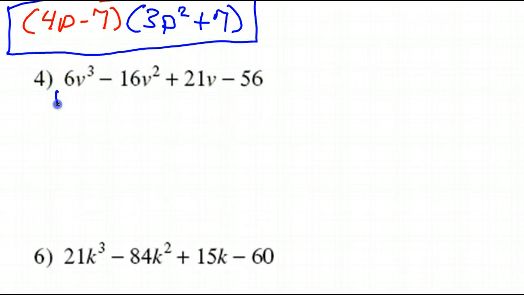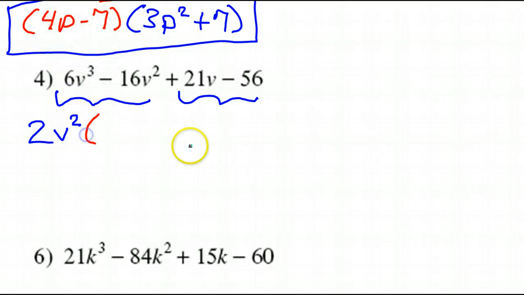Alright, number 4. We'll group these two and these two. These are both divisible by 2, best we can do there. And of course the v squared is happening. Let's see, what does that leave behind? 3v minus 8. So hopefully this one will be 3v minus 8.